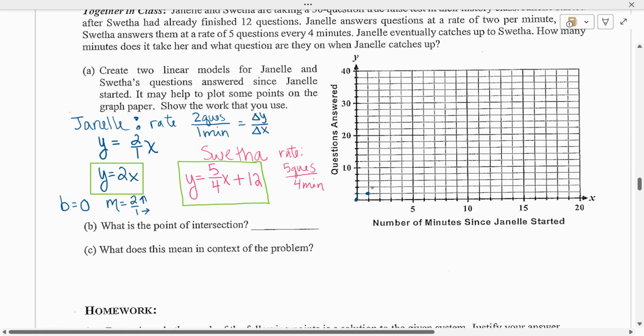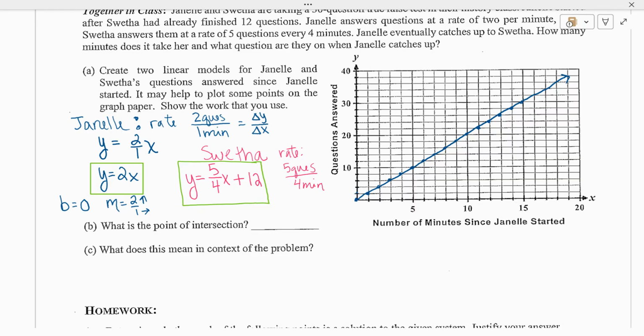You really have to watch graphing when you're doing real-world applications because this is tricky. You have to watch and see how your axis is counted. So I'm just going to draw a nice straight line. Like that. Okay. Now let's think about Swetha's.